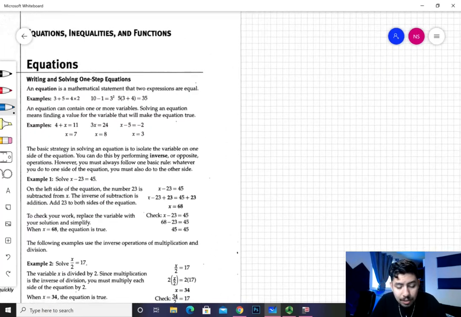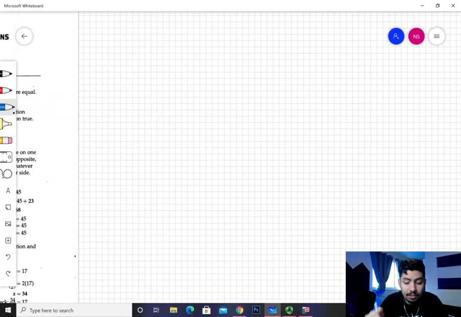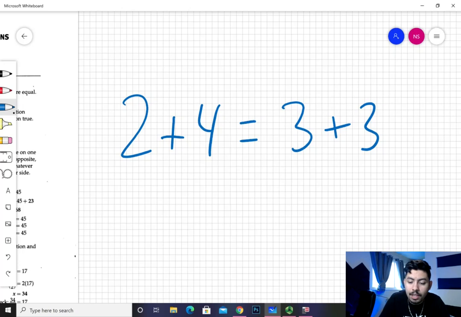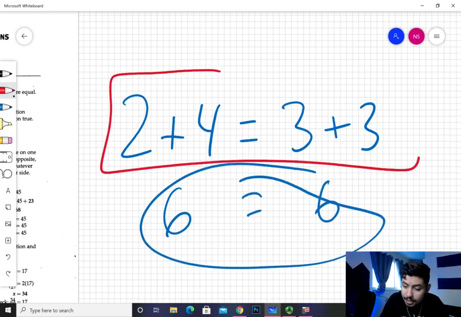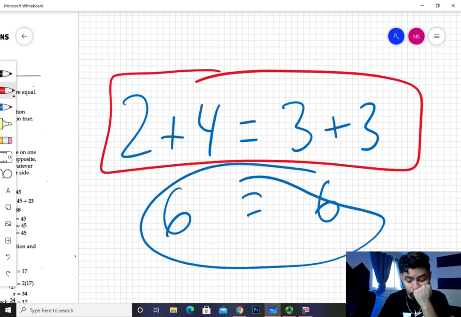What is an equation? It's pretty straightforward. It says it right there. An equation is a mathematical statement that two expressions are equal. So think of it like this: 2 plus 4 equals 3 plus 3. 2 plus 4, what does it equal? It equals 6. What does 3 plus 3 equal? 6. They are equal to each other. This right here is an equation because the two values on each side are equal to each other. That's all an equation is.